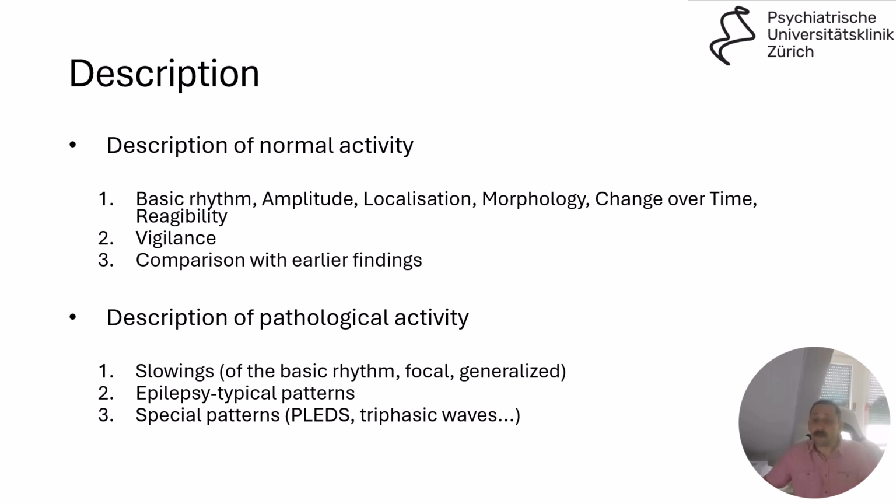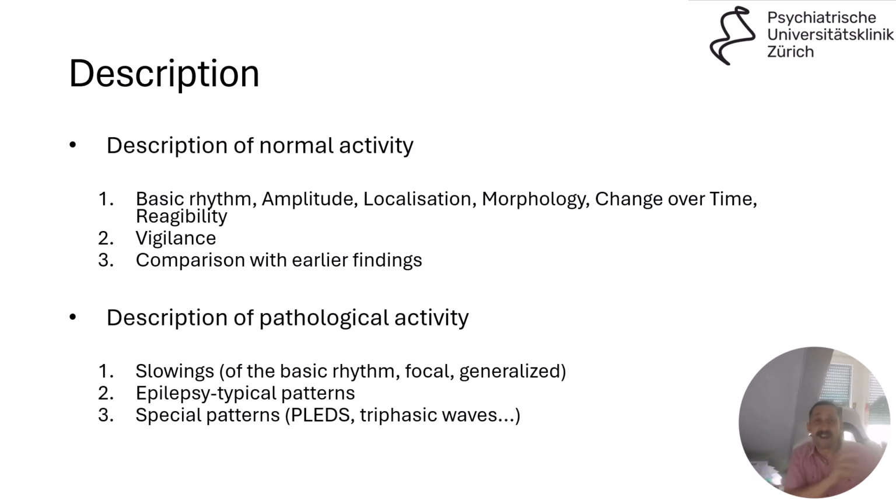So then we get back to the description of the pathological activities. There are two major kinds of pathological activity, if you want. There are some patterns that are clearly pathological, for example, the epilepsy typical patterns. And there are also some special patterns like triphasic waves and also the slowings. However, in EEG, sometimes you don't have pathological patterns in themselves, but the temporal sequence of those patterns might be pointing towards some pathological processes.